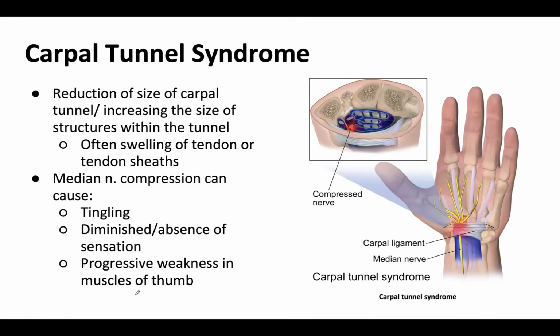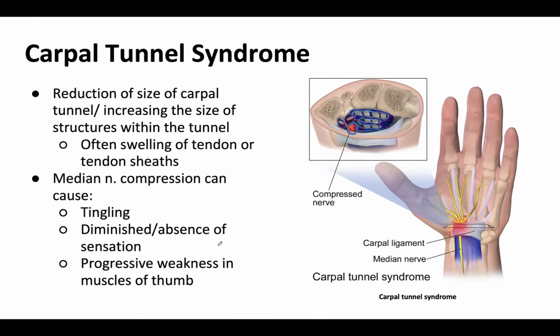Specifically, it's usually swelling of the tendon or those tendon sheaths, so kind of a form of bursitis. If those things get bigger, the space gets smaller, and that can compress the median nerve. The median nerve is primarily a sensory nerve to the hand. So if you get tingling or diminished or lost sensation in its territory on the lateral side of the hand, that could be an indication that the median nerve is being compressed.